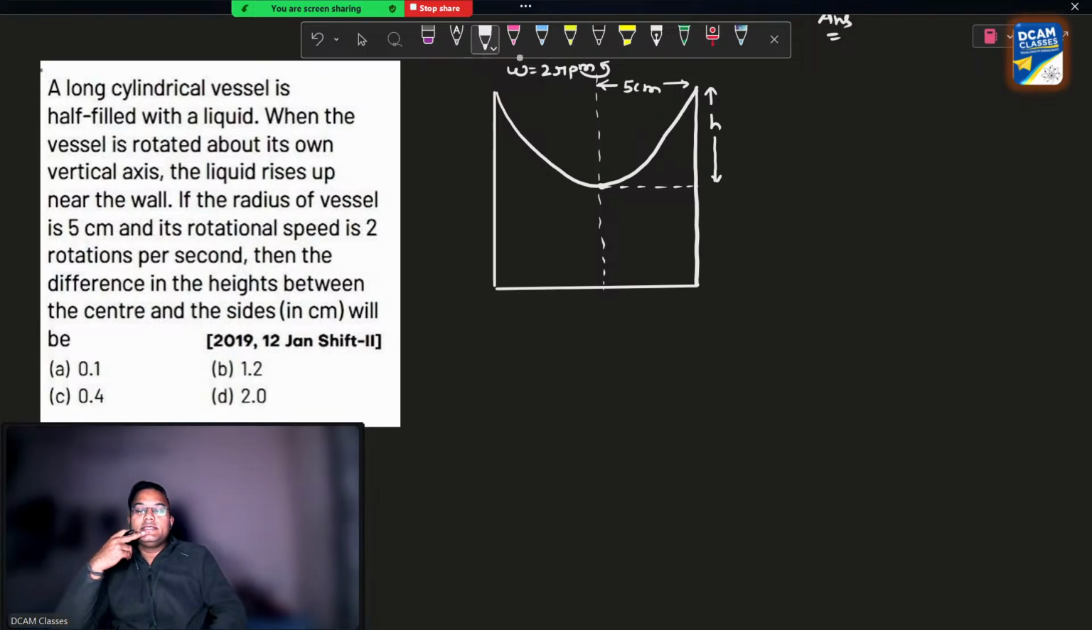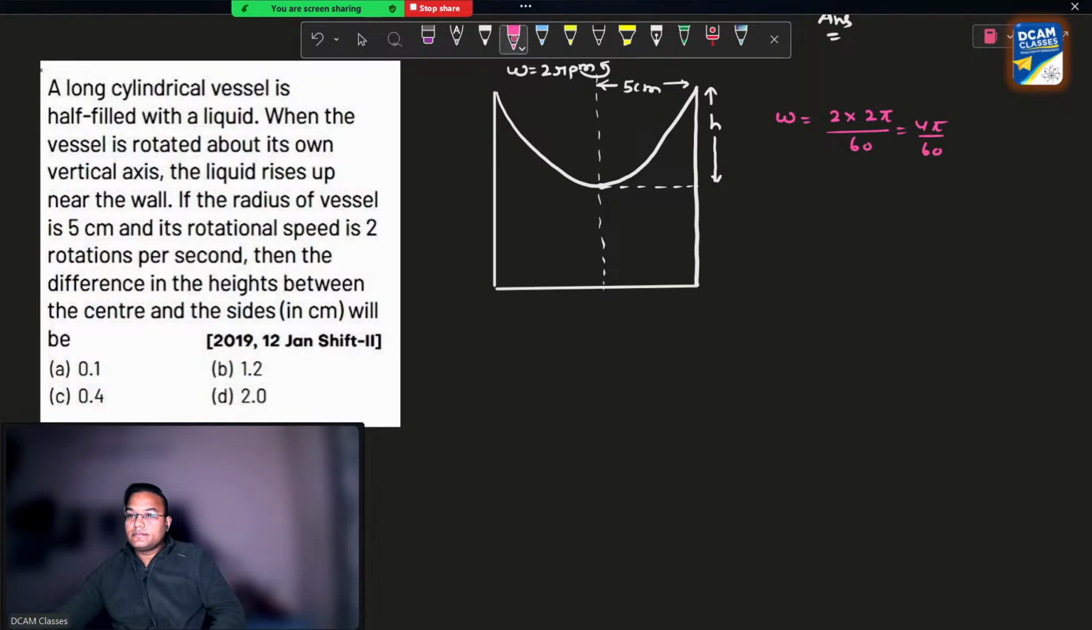It's actually very easy. I don't know why you're taking so much time. The only thing you have to take care of is that omega is given in terms of RPM. So you will have to convert RPM into radian per second: 2 into 2 pi by 60.